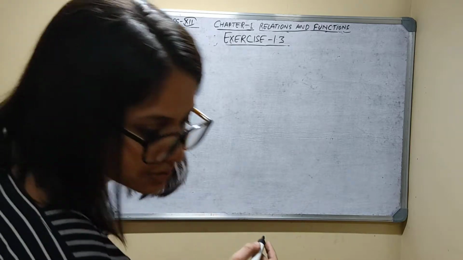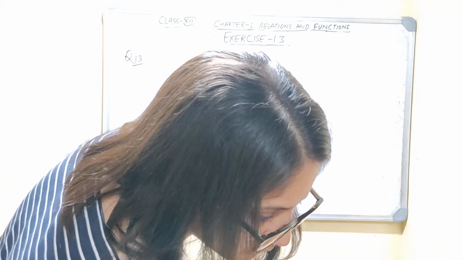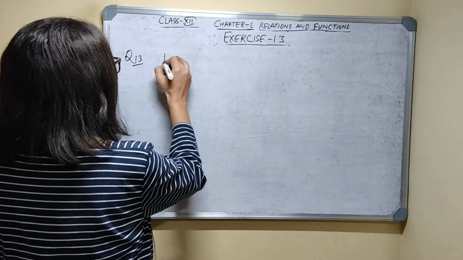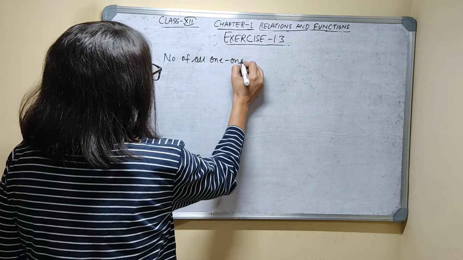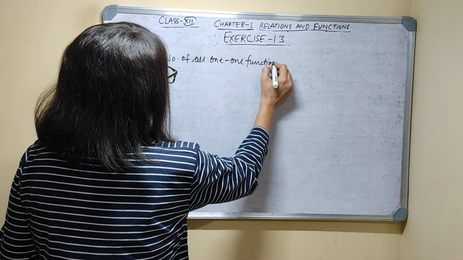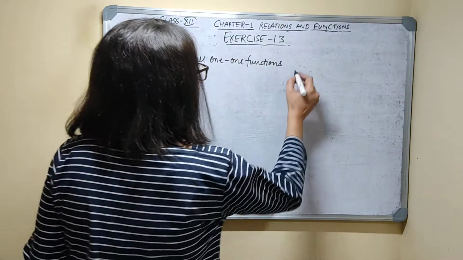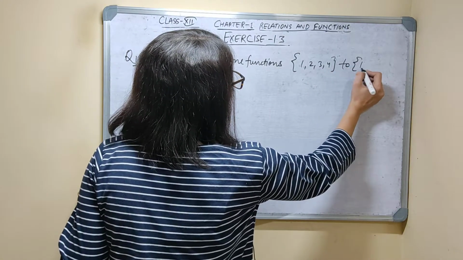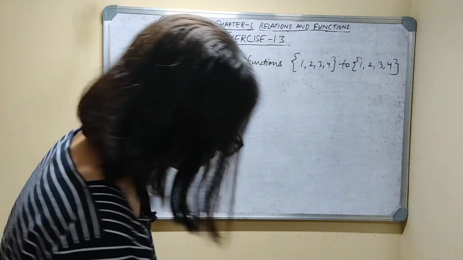Now question number 13. Find the number of all one-one functions from the set 1, 2, 3, 4 to itself. You have to find the number of all one-one functions from the set 1, 2, 3, 4 to itself, meaning 1, 2, 3, 4 to 1, 2, 3, 4.